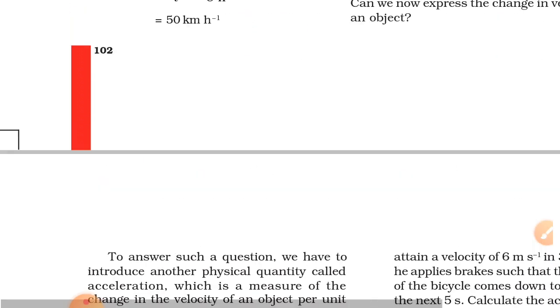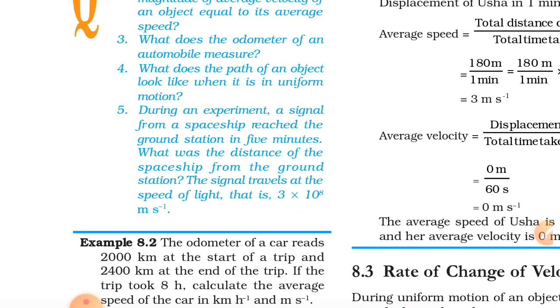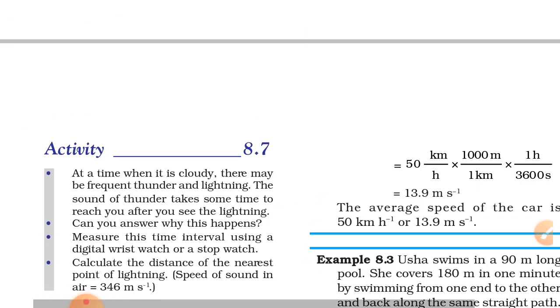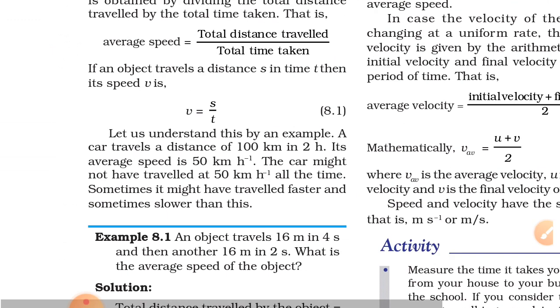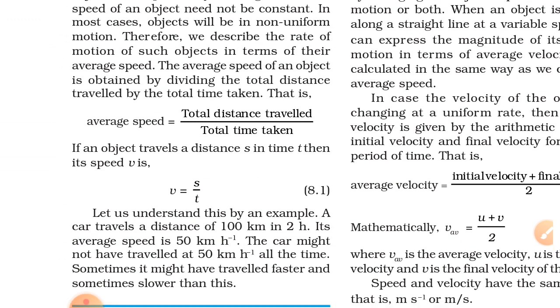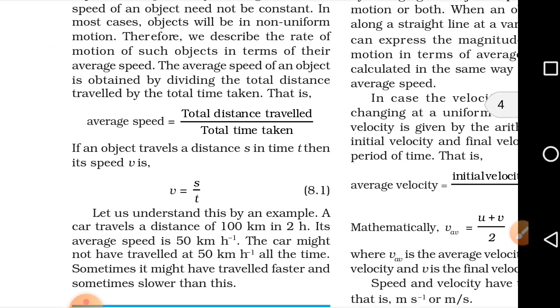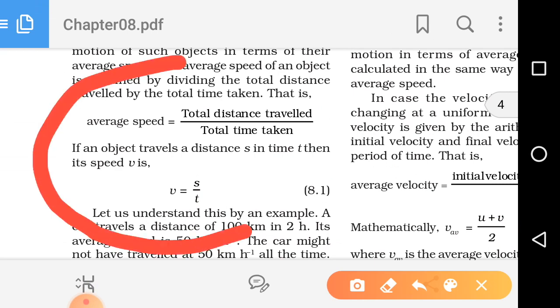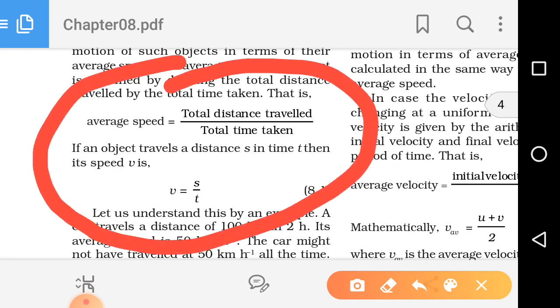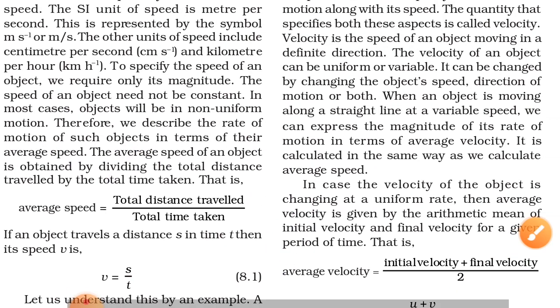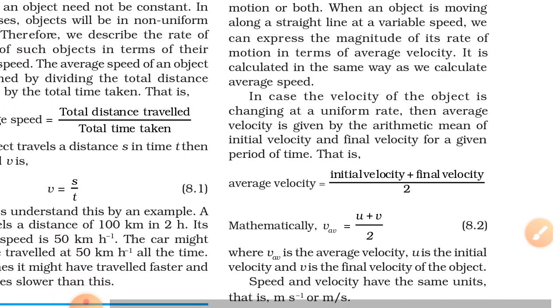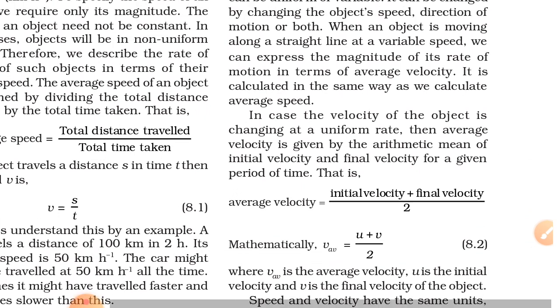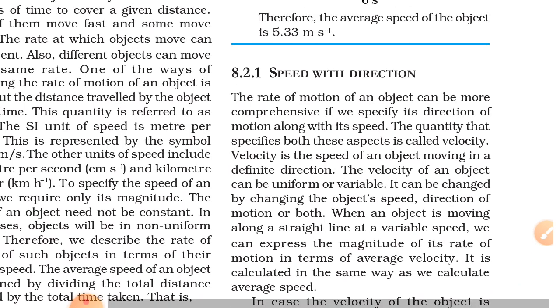For other things, in the case of speed, average speed is written as the total distance traveled divided by total time taken, which is written as v is equal to s divided by t. Or we have another equation for average velocity, that is initial velocity plus final velocity divided by 2, written as u plus v divided by 2. All those things you can see over there.